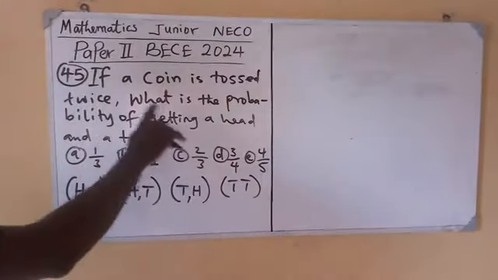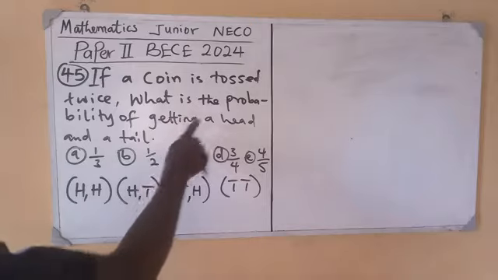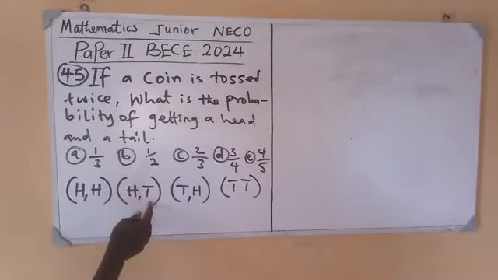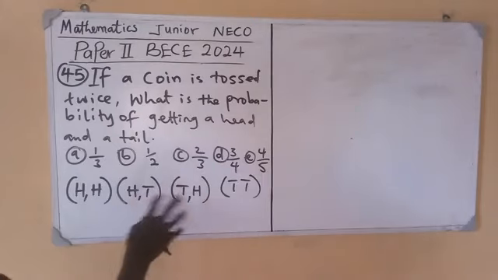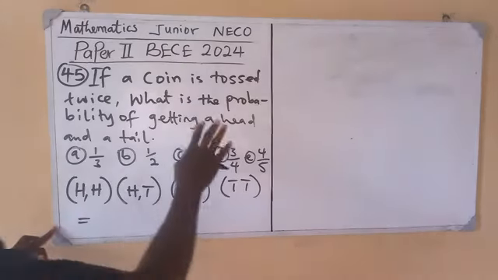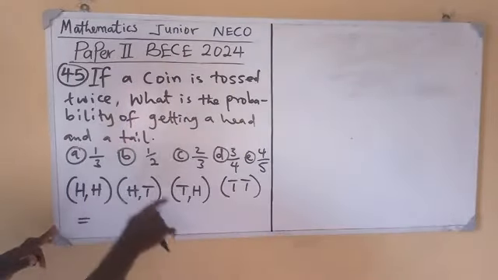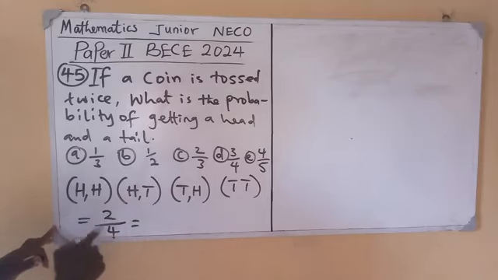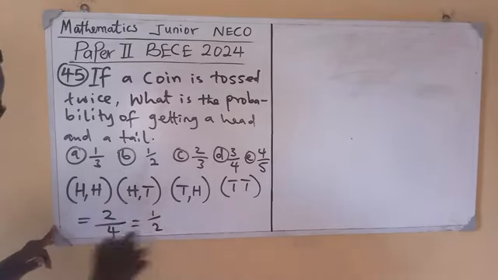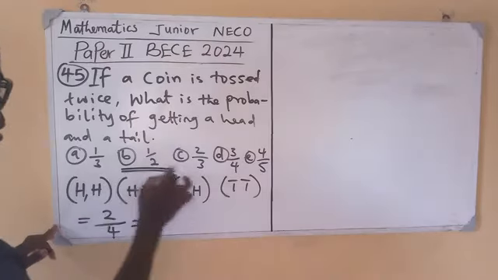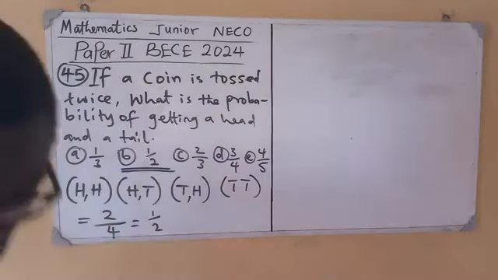Now the question says, what is the probability of getting a head and a tail? Here we have head, tail, tail, head. So we have two outcomes, and the total possible outcome is 4. So the probability of getting a head and a tail is 2 out of 4. When you simplify this, you have 1 over 2. So the correct option is B.